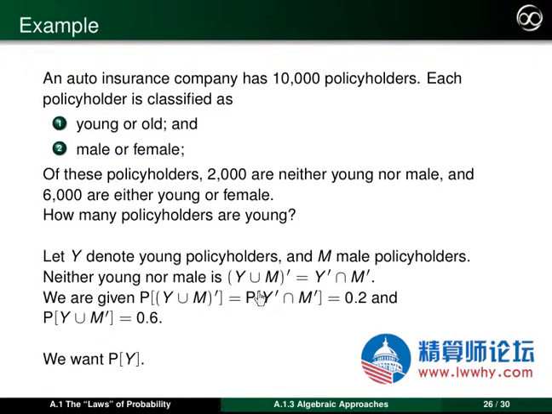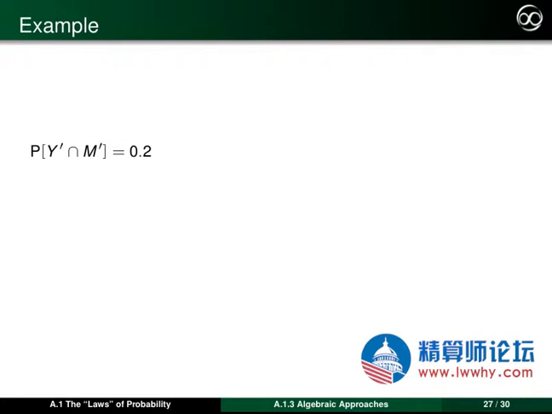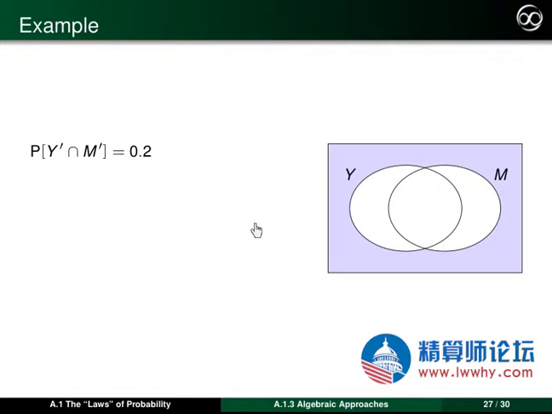All right, so now let's just take these two pieces of information that I have. Probability Y prime intersect M prime equals 0.2. The probability of Y union M prime is 0.6. And put them down in the Venn diagram and see what we get. Y prime intersect M prime, so neither young nor male, means everything outside of young and outside of male, is this shaded blue region, and that we're told is probability 0.2. Probability of being young or female is 0.6.